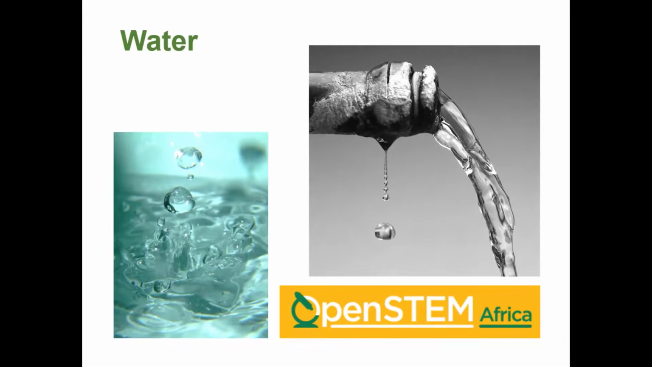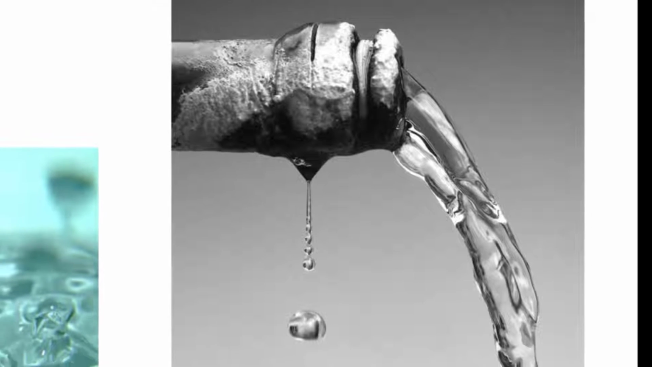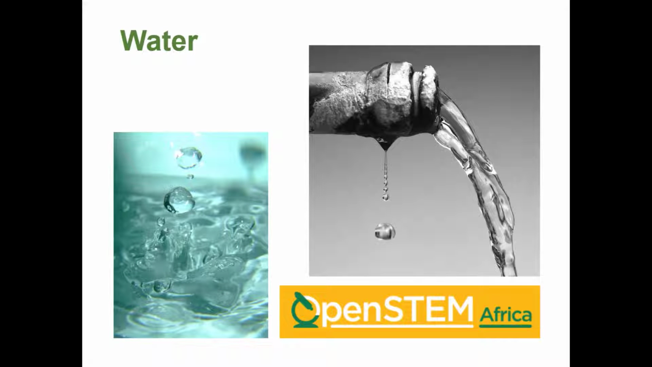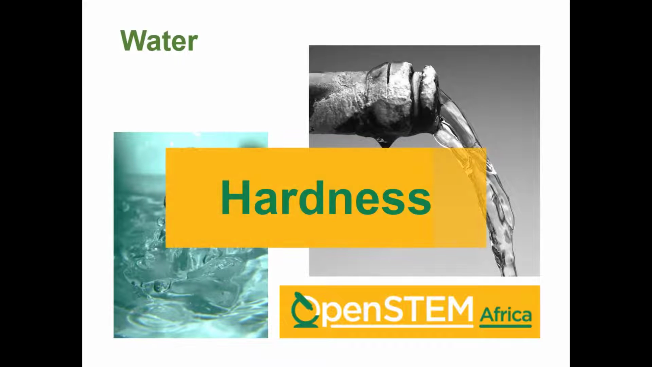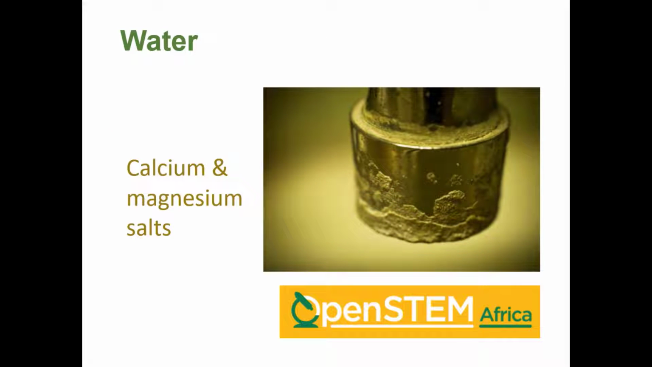Water is essential for life, and most of us get our water from a water tap. However, the quality and properties of water varies around the world, and one property is its hardness. Hard water is caused by the presence of naturally occurring calcium and magnesium salts in water.